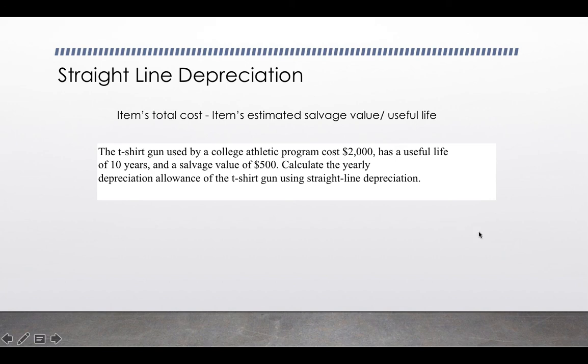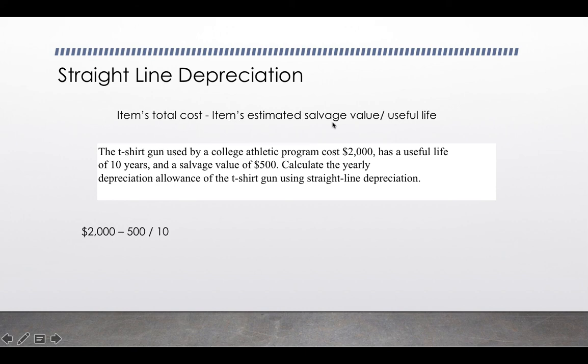Okay, so let's go through this one. So we know that in terms of the formula here, we have item's total cost minus estimated salvage value divided by useful life will give us the depreciation allowance for that year. So we've got to plug in our numbers here. So we know the item's initial cost was $2,000. Who knew t-shirt guns were so expensive, huh?